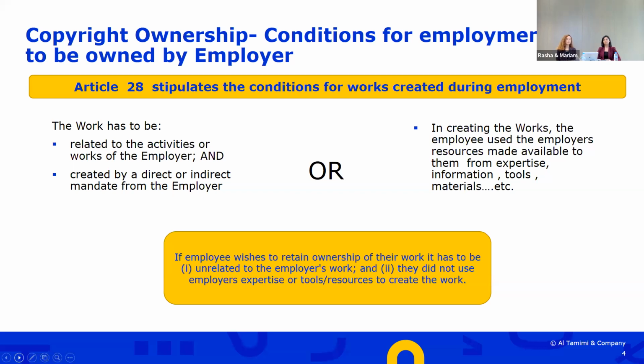There are 2 conditions basically that the new law has stipulated. One, that the work has to be related, obviously, to the activities or works of the employer, and it has to be created by a direct or indirect mandate from the employer. There's also the other alternative option, because it's written in the law as an "or", basically, that while creating the works, the employee also used the resources made available to them, such as the expertise, information, tools, materials, in a way that shows that this is a work product that should belong to the employer. On the other hand, if the employee wishes to retain ownership of their work, it has to be unrelated to the employer's work, and they must not use the employer's expertise and tools to create the work. We think that this is a really significant update and change that we wanted to spend some time on and highlight. Very good.